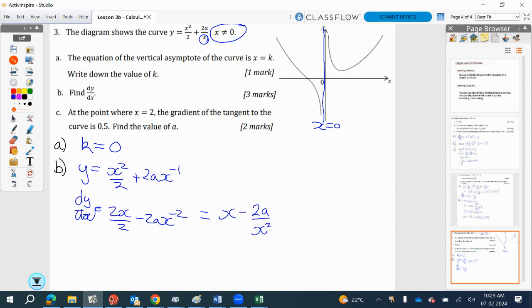If you kept it like that, without simplifying, it would be wrong. Usually it's correct for this type of question. It is 3 marks, so it might not be. It might only give you 2.